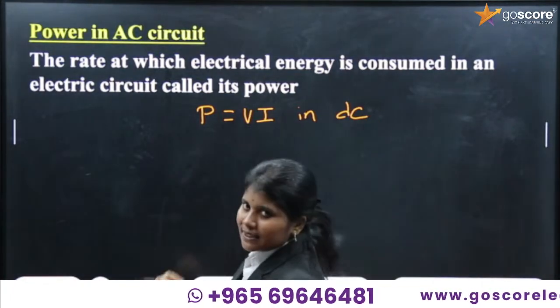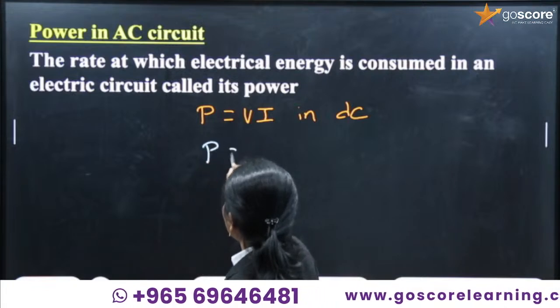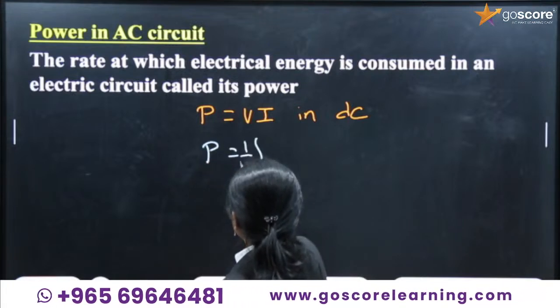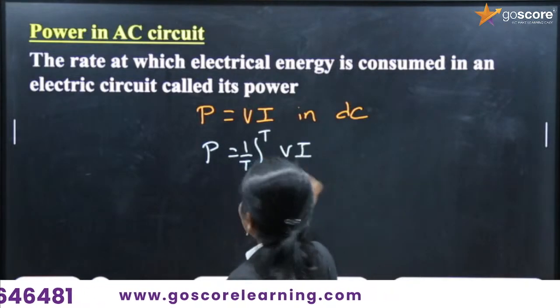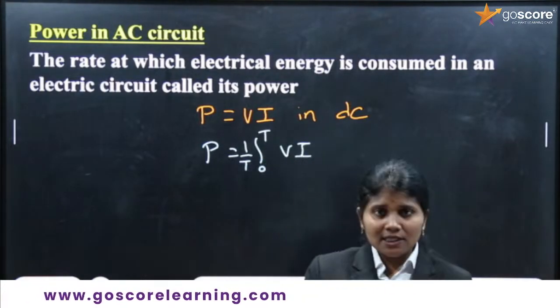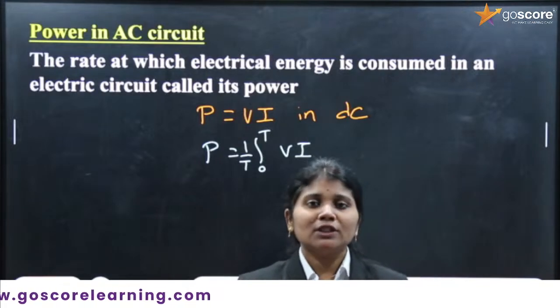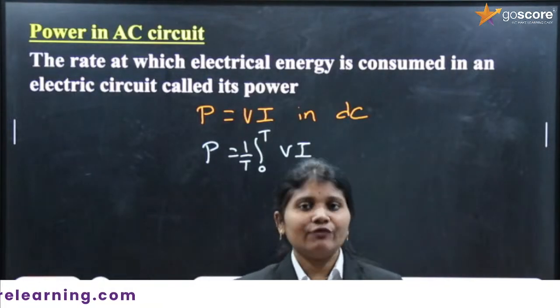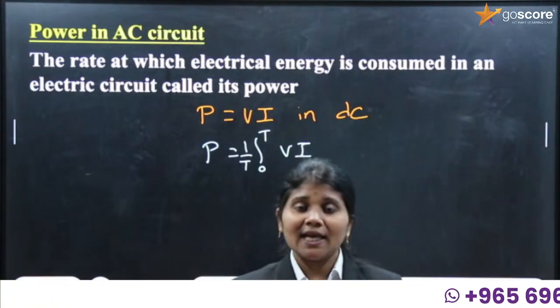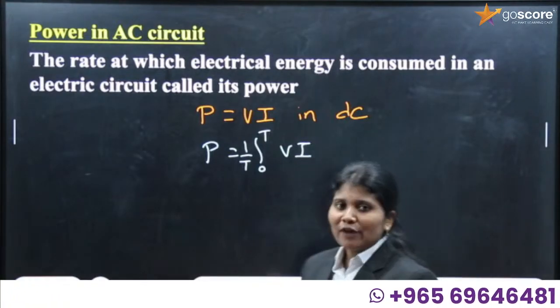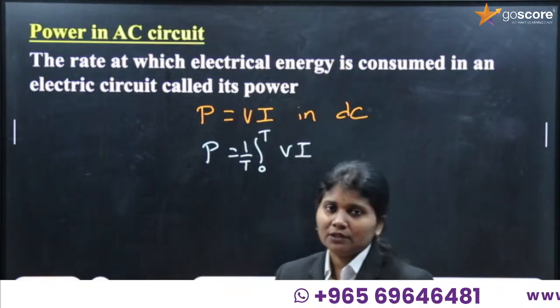What about in AC? We are considering power as an average power. Why? Because in an AC circuit, voltage and current are both simultaneously changing with respect to the time period. That's why here we are considering average power. Then we will find out the average power.